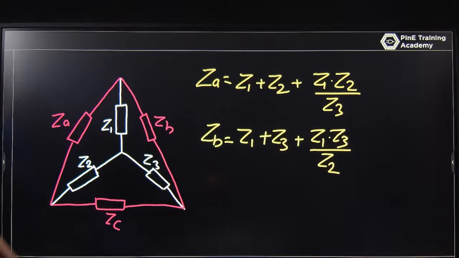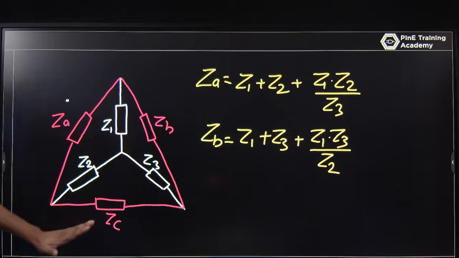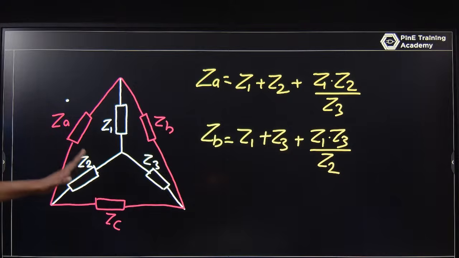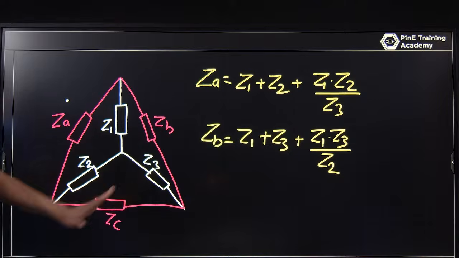Okay, let's talk about ZC. How can we convert ZC in the form of Z1, Z2, Z3? I am just telling that you know the Z1, Z2, Z3 values, and I am just converting them into ZA, ZB, ZC. So ZA will be the adjacent of Z1 and Z2: Z1 plus Z2 plus Z1 Z2 upon Z3.